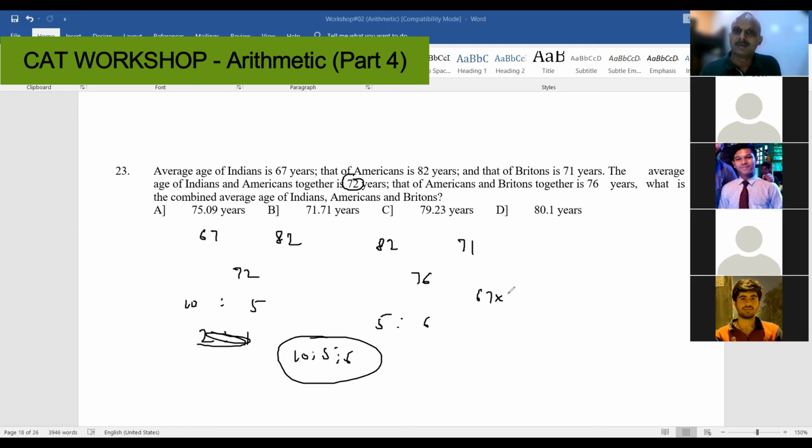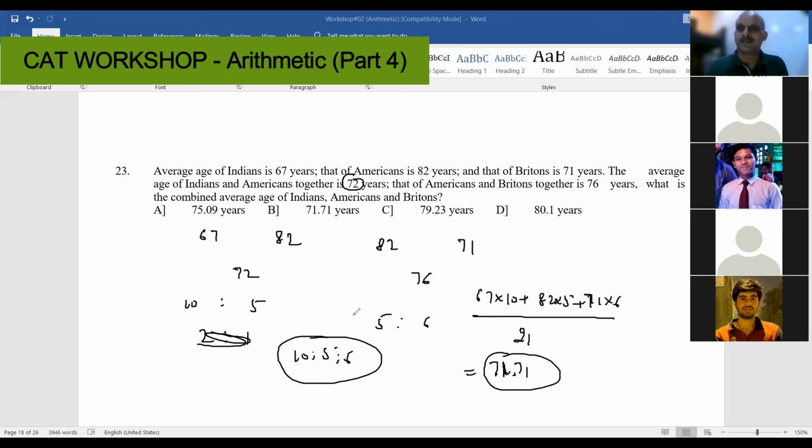67 into 10 plus 82 into 5 plus 71 into 6, divided by 21, just the sum of the ratios, 10 plus 5 plus 6. Am I right? Yes. Okay. This is one of the methods which we follow, and this is the allegation method. So we feel it's a very good shortcut. It is actually a very good shortcut.